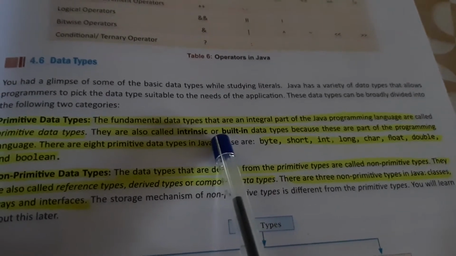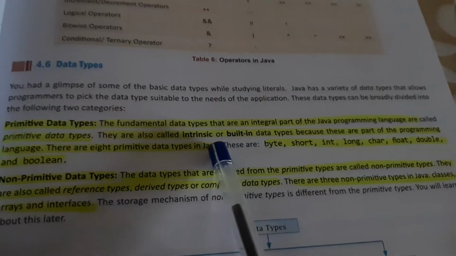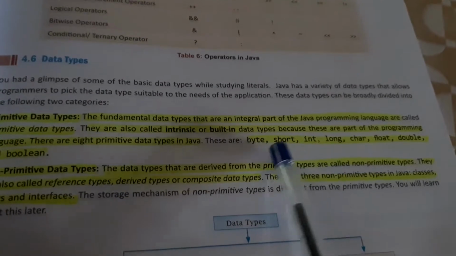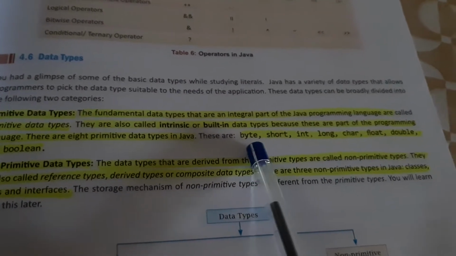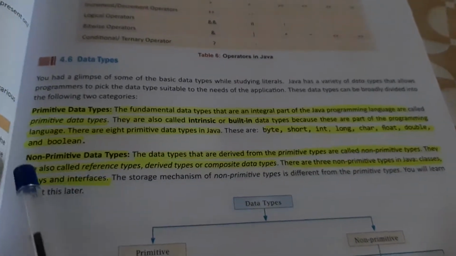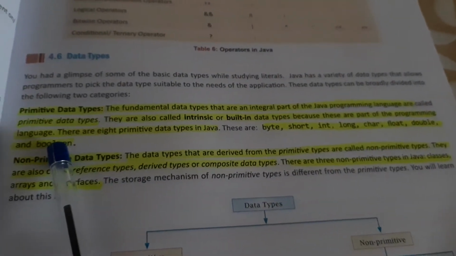Intrinsic and built-in are other words for the primitive data type. If the definition of intrinsic is asked, you have to know that we are talking about the primitive data type. There are 8 primitive data types: byte, short, int, long, character, float, double, boolean. They are called primitive data types.